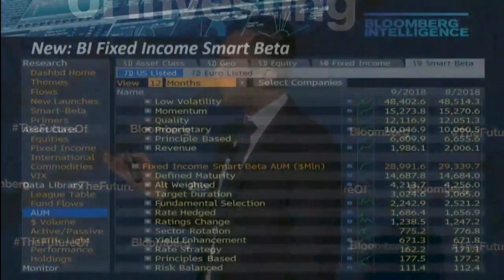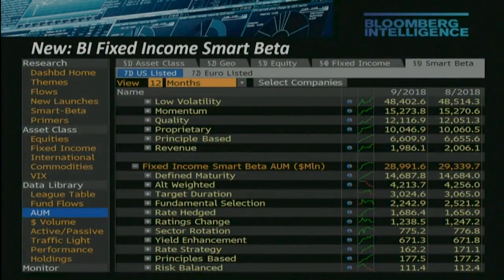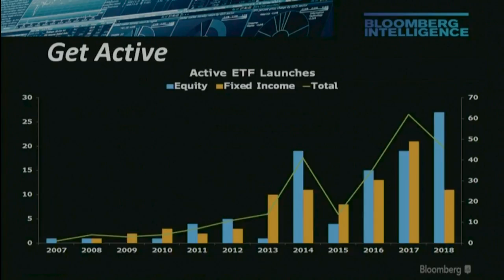So now there's this whole new wave of fixed income ETFs that are coming out to really take the brains of these bond managers and put it into an index. To take advantage of that, we added this new feature, and it just went live last week. We bucketed up these new fixed income ETFs, so things like rate hedging, defined maturity, yield enhancement, fundamental selection, and we have it now on the terminal to better track it. They're still pretty small, they're 28 billion, but I think this represents where there's going to be a big focus going forward for a lot of the issuers.